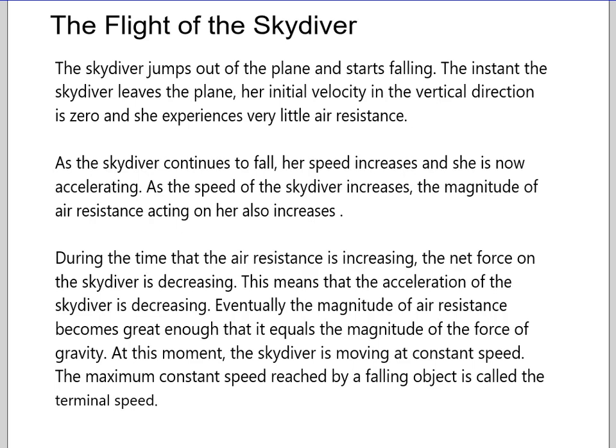So the flight of a skydiver. When the skydiver jumps out of the plane and starts falling, the instant she leaves the plane, her initial velocity in the vertical direction is 0, just like we did in projectile motion, and she experiences very little air resistance. As the skydiver continues to fall, her speed will begin to increase, and she is now accelerating. As the speed of the skydiver increases, and this is important, the magnitude of the resistance acting on her also increases, just like your hand stuck out the window. During the time that the air resistance is increasing, the net force on the skydiver is decreasing.